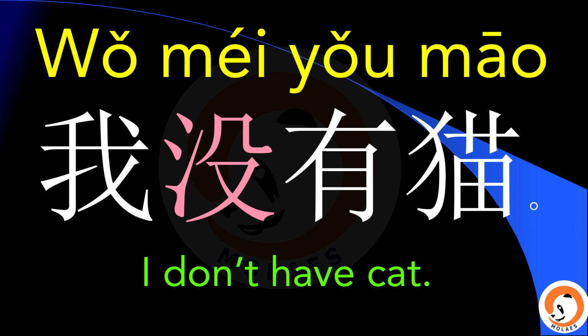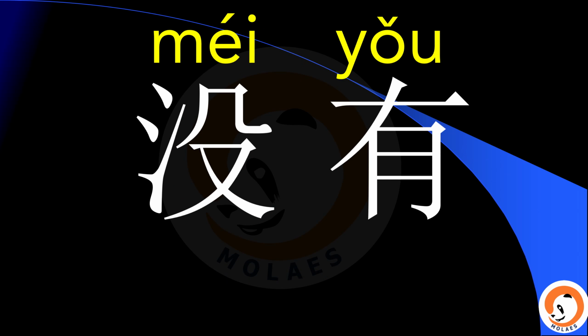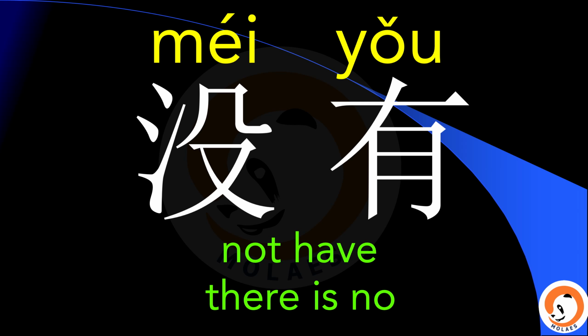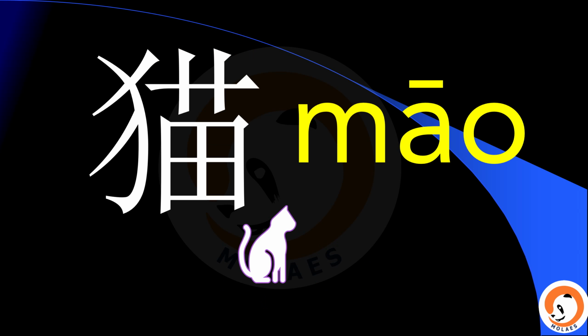我没有猫。没 is a negative word. You can say here we don't use measure word. 我没有猫。没有 not have or there is no. 没有。猫 is cat. 猫 is left and right structure. Again, the left part is animal radical.